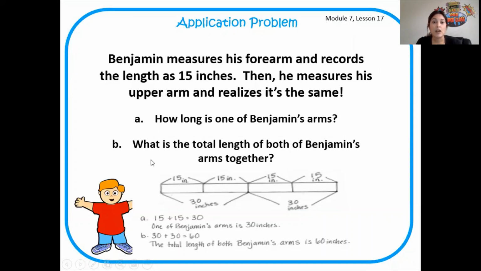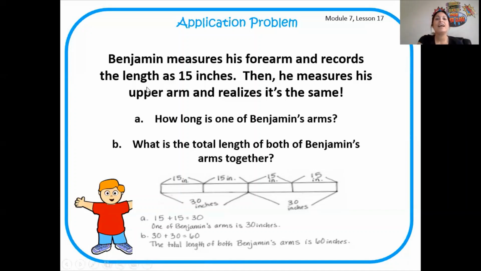Now question B, what is the total length of both of Benjamin's arms together? Well, then if I know one is 30, the other one also has to be 30, right? Because the other side is 15 plus 15 equals 30. So that means that 30 plus 30 equal 60. So that's why I put 30 plus 30 equals 60, and my word sentence says the total length of both of Benjamin's arms is 60 inches. Did you get it correct?